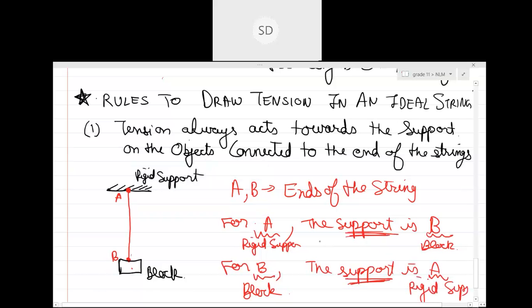So remember, for A, B is the support, and for B, A is the support. Tension always acts towards the support. That implies this will be the direction of tension over here, and this will be the direction of tension over here. Is this clear? Guys, did you understand the first rule? Always towards the support. Don't worry, I'll give you questions to draw this tension and all. Ultimately, it will get clear.